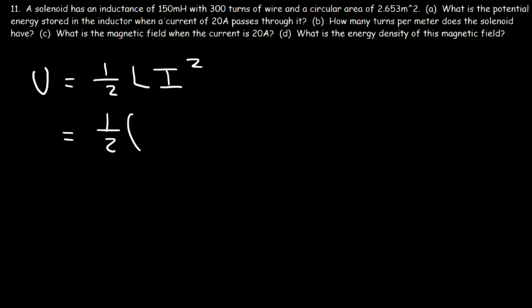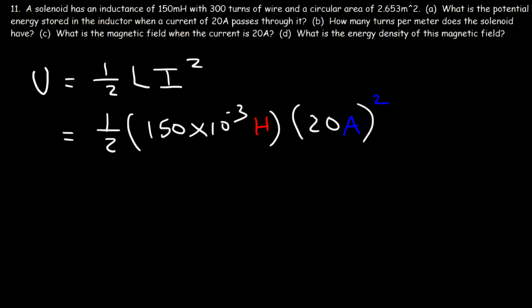So the inductance is 150 millihenries, but we need to convert it to henries. So it's 150 times 10 to the minus 3 henries. The current is equal to 20 amps. And let's not forget to square it. So let's go ahead and plug this in. So therefore, the potential energy stored in this inductor is equal to 30 joules. So that's the answer to part A.